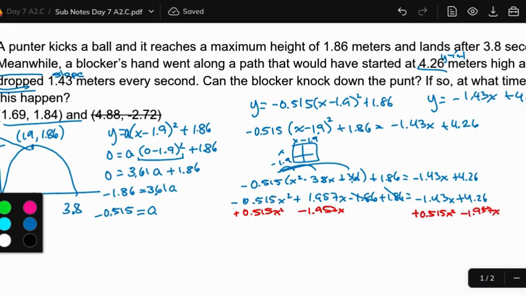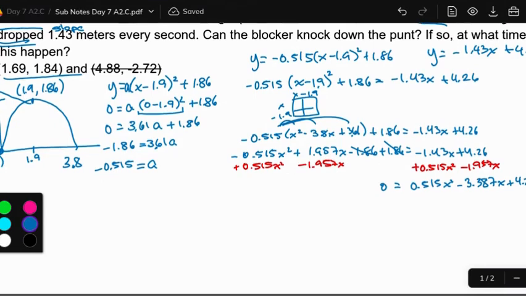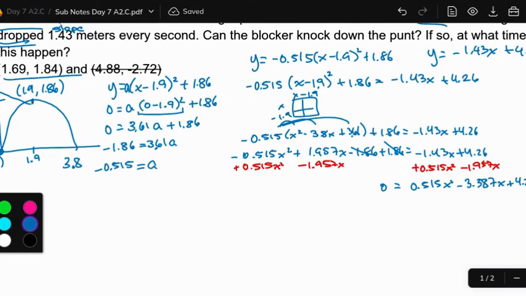And when we simplify things down, we get a 0 on one side and then 0.515x squared. These two will combine to make negative 3.387x and then plus 4.26. Now, when we divide everything by that a value, it doesn't end up being nice whole integers for the other values. So we do not go on with simplifying from there to use the box and diamond.